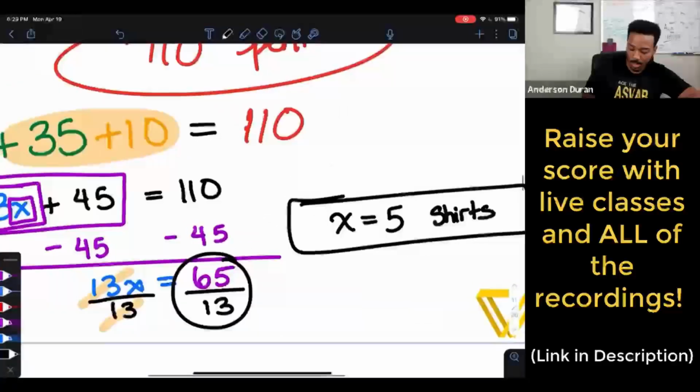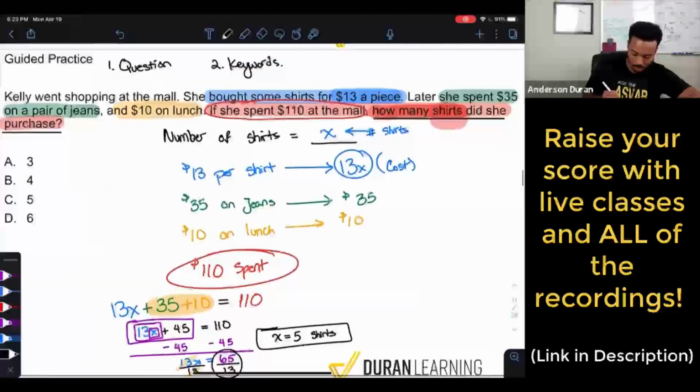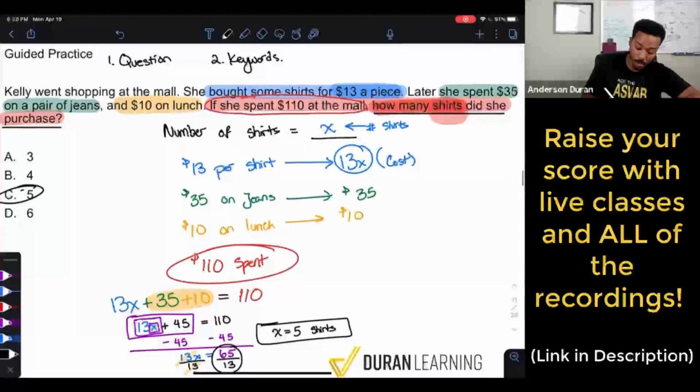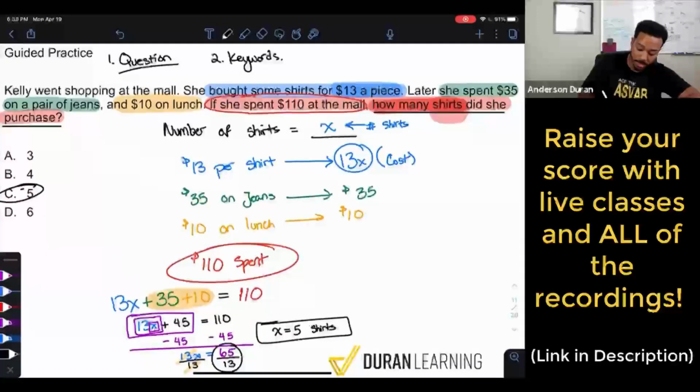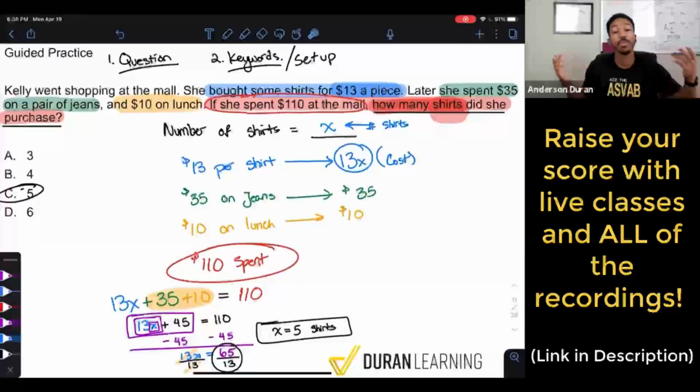But let me go ahead and recap this for us, everybody. There were 3 main steps for this problem. 1, it was understanding the question. Then it was understanding the keywords for your setup. Notice how this setup right here, if this is wrong, the whole thing is wrong, right? And so that's number 2. And then number 3, it's actually solving the equation.